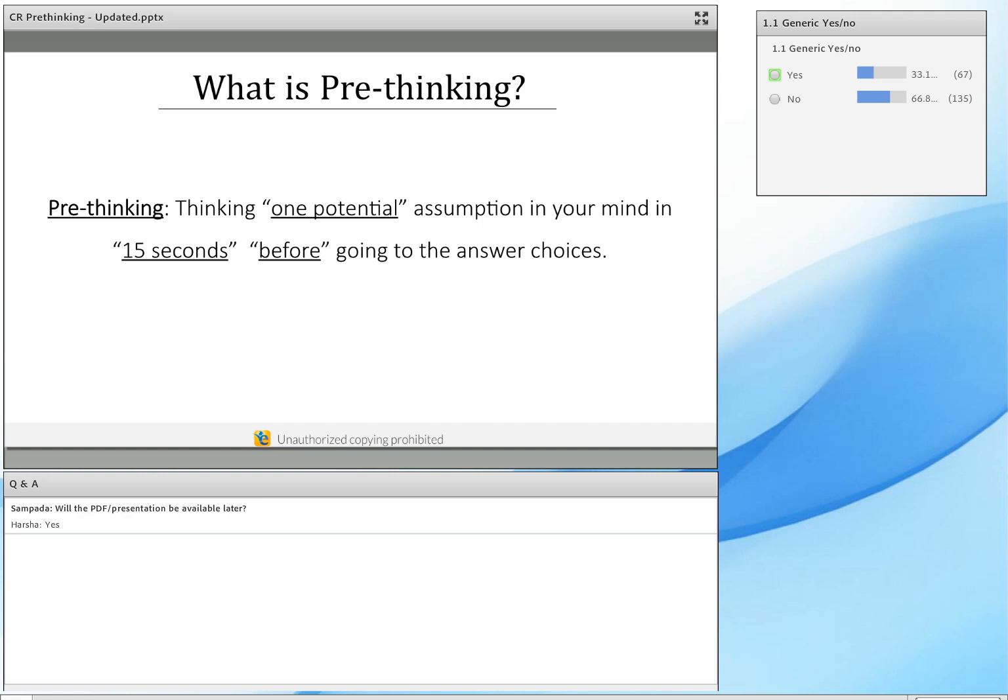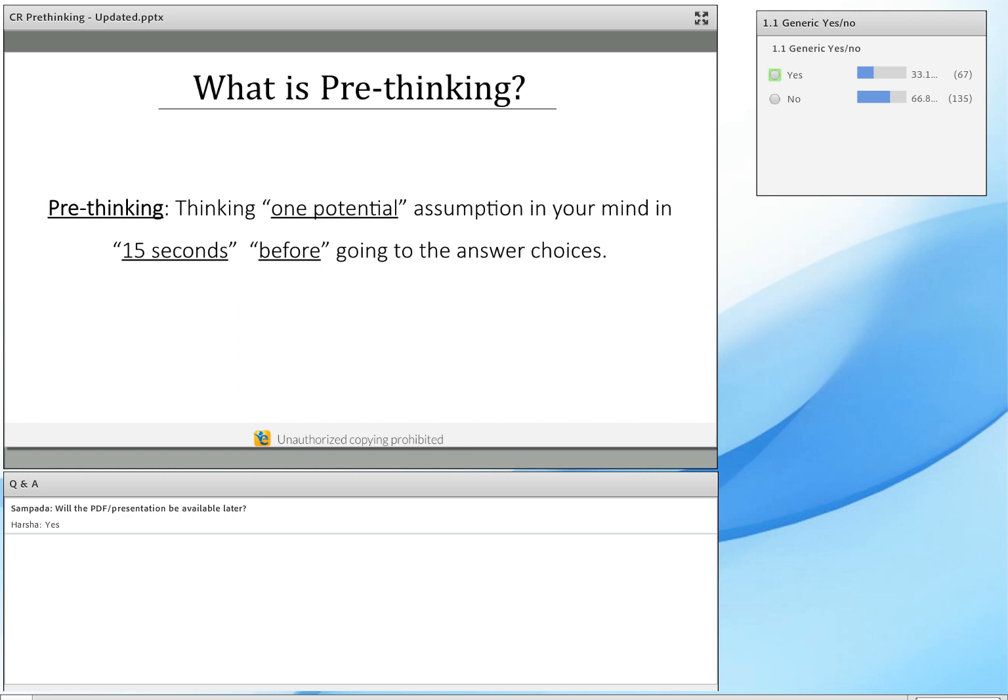An argument can have multiple assumptions. When you're pre-thinking, we're not looking at all those assumptions. Our goal is to come up with one good potential assumption. Why? Because if you're able to come up with one good assumption, we can prove to ourselves that we understand the logic that the author is using to arrive at the conclusion.